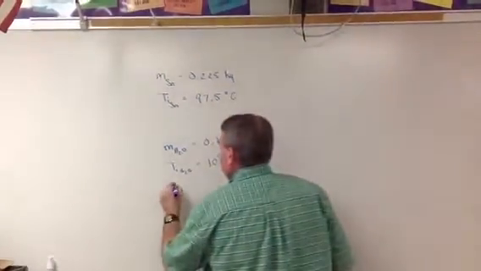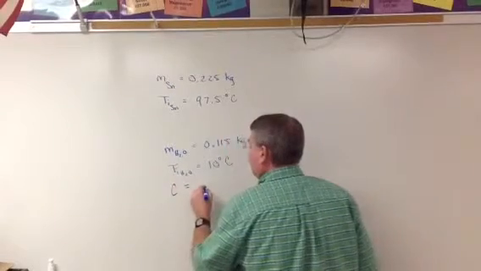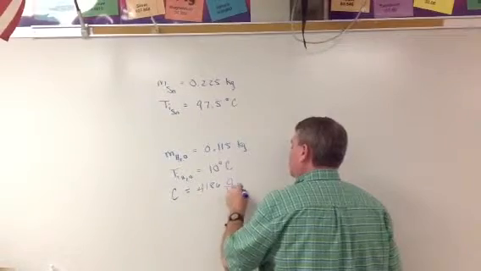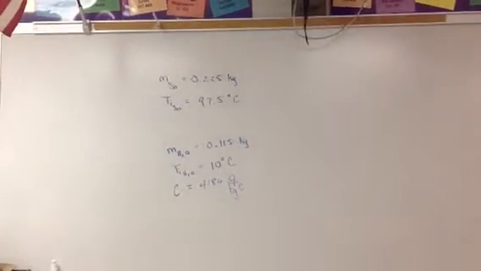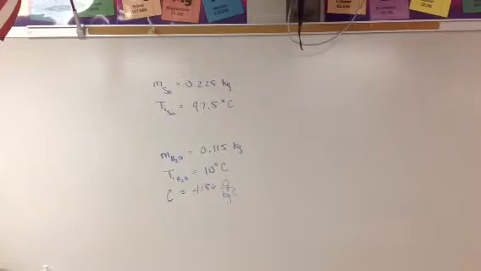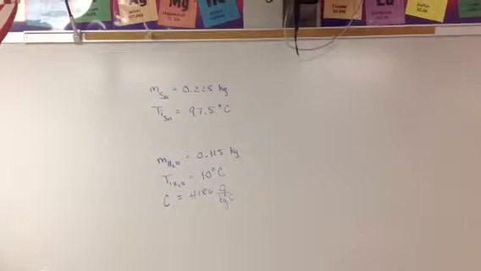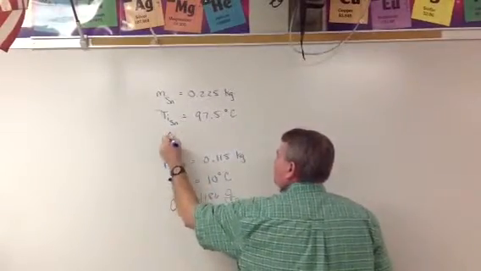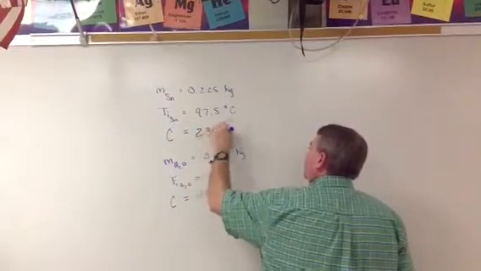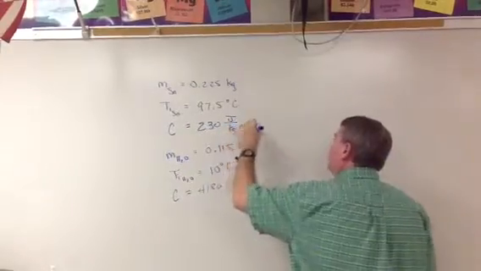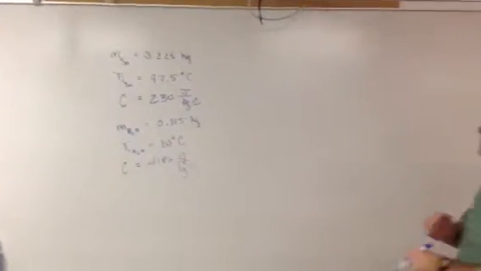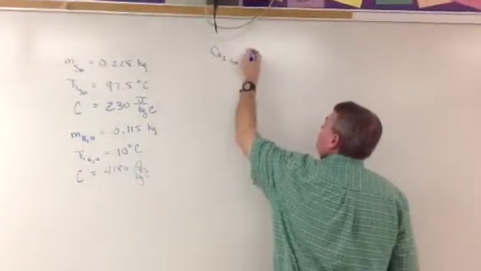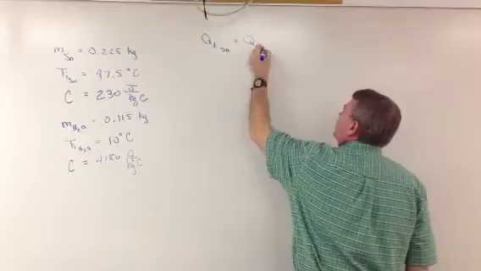Okay, the only thing we really need to add is that the specific heat capacity for water is going to be 4186 joules per kilogram Celsius. And the specific heat capacity for tin is what? 230? Yeah. Alright, the specific heat capacity for tin is 230 joules per kilogram Celsius. Now, the heat lost by the tin is going to be equal to the heat gained by the water.